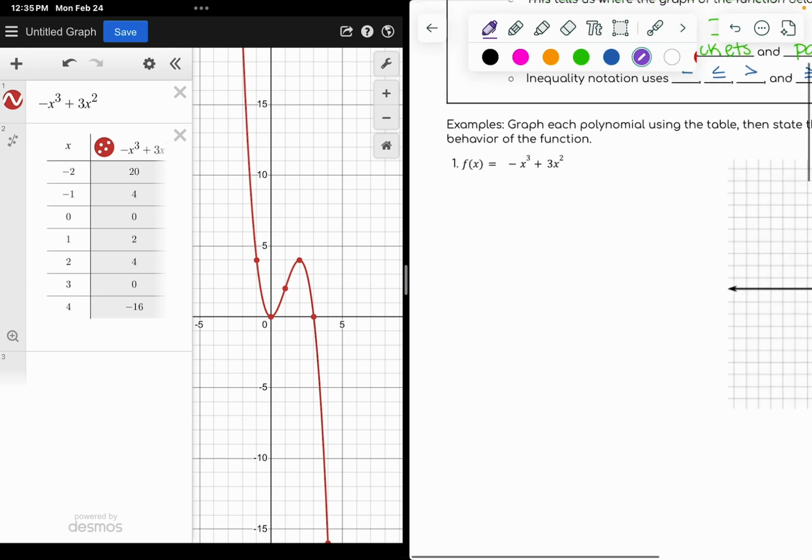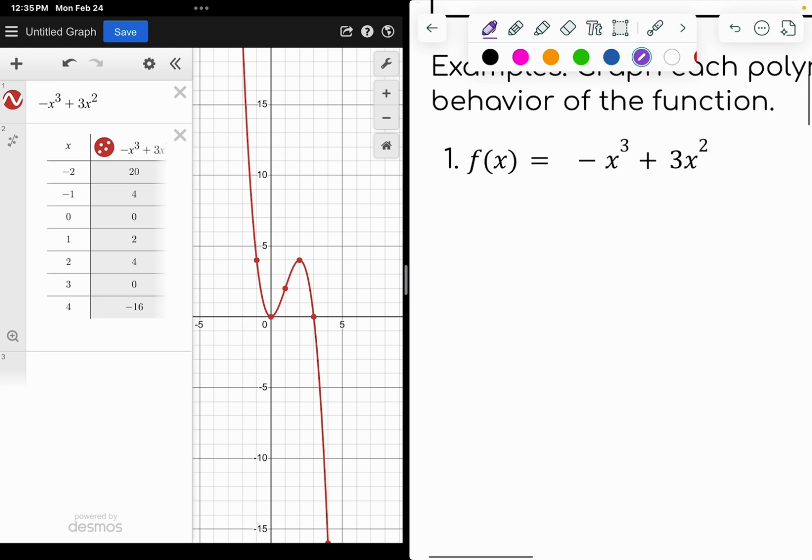So looking at this function, just the function itself, it's got a 3 for the degree and a -1 for the leading coefficient, meaning that this is an odd negative function, which we can see based on my graph. It's following that pattern of starting high and ending low as I move left to right on the graph.